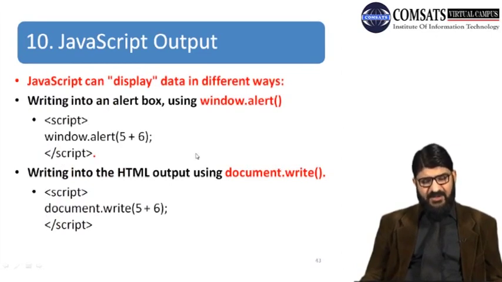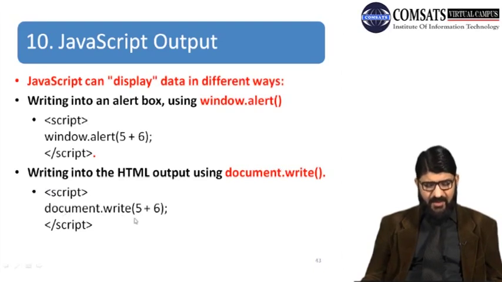Now there are some functions for JavaScript output. The JavaScript output can be displayed in different ways. The first way of writing is an alert box using the window.alert method, and in the window.alert method you can directly calculate some values as well. The second method to print the output on the web page is document.write. Here also you can include a calculation.